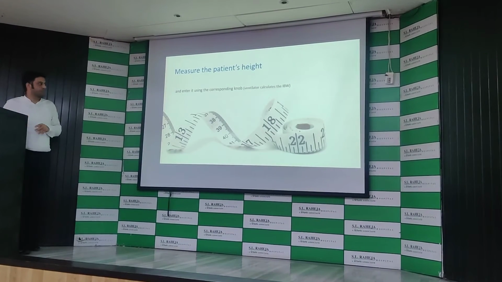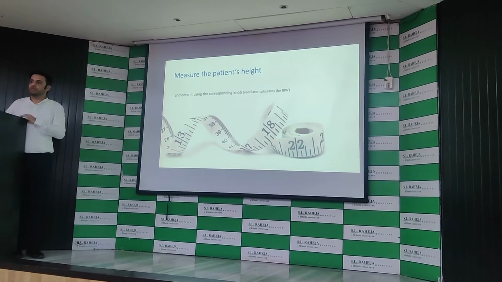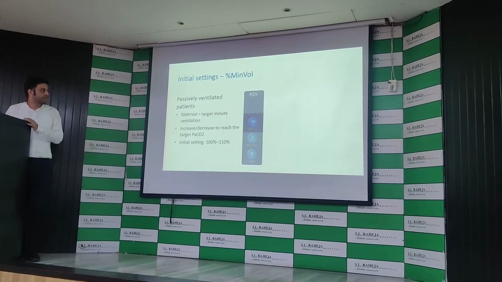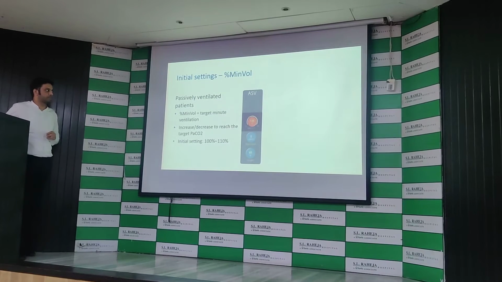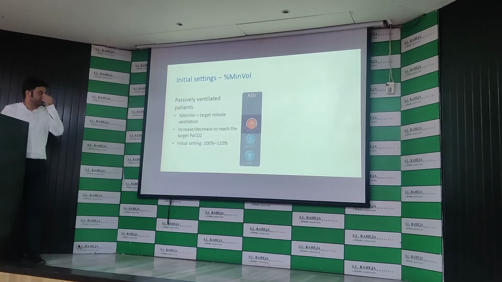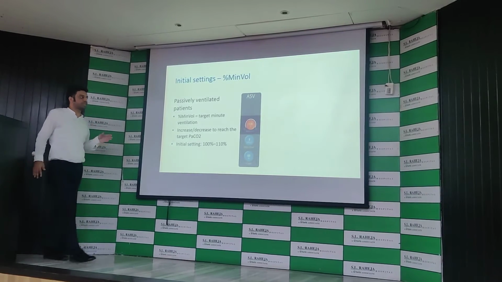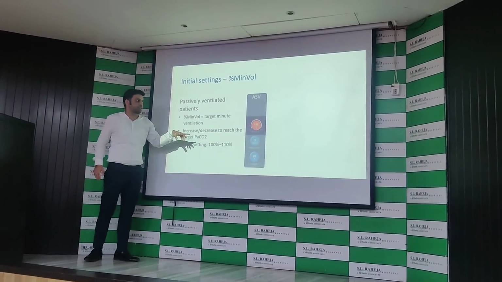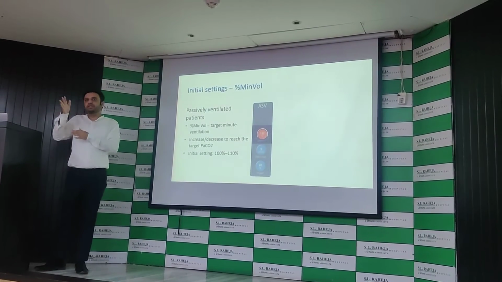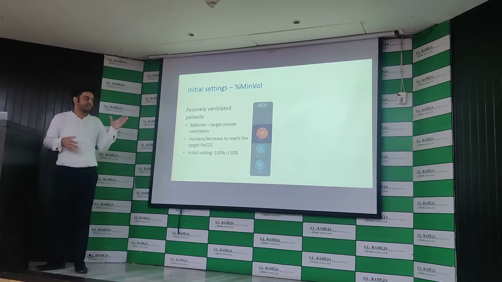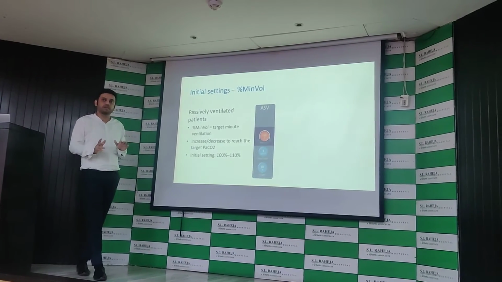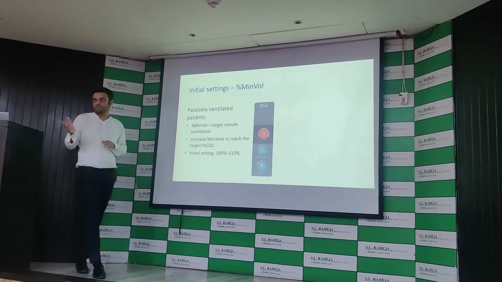So measuring the height of the patient, we have already seen that we first measure the height, and as per that we calculate the ideal body weight. These are the controls we have seen in ASV. So for the passive patient ventilation, we set the percentage minute ventilation equal to the target minute ventilation. As said, it ranges from 25% to 350%. And when we set 100%, that means we are going to achieve 100% of the minute ventilation of that set ideal body weight as per the coefficient.